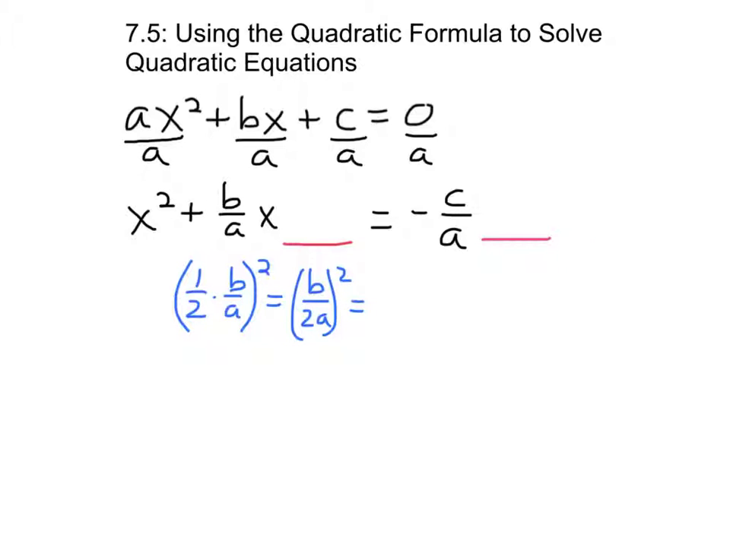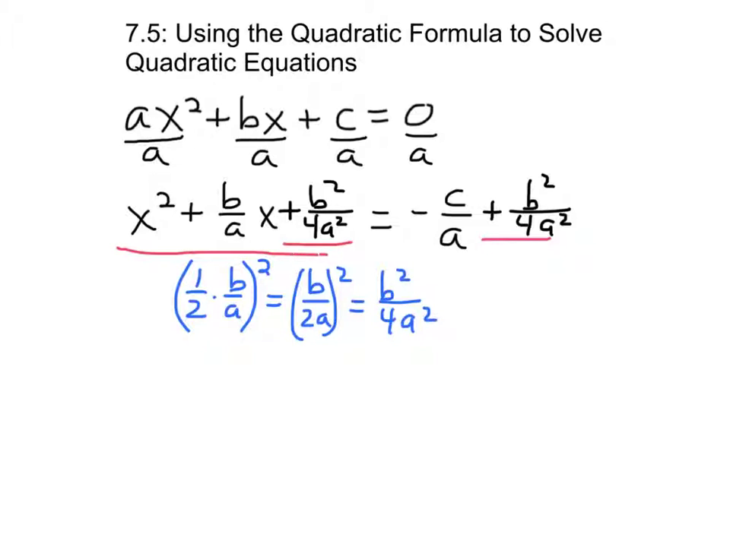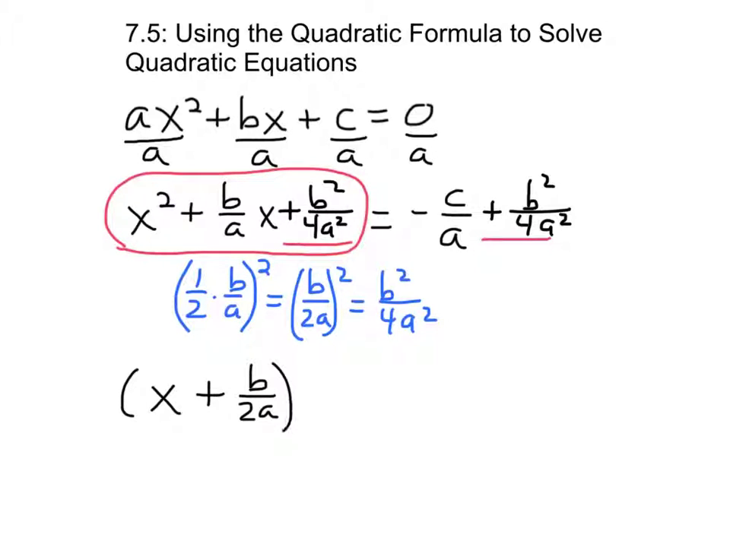And if you square the top and bottom of that, you get b squared over 4a squared. And so that's what you'd have to add to both sides of the equation. So we'll say plus b squared over 4a squared on the left side, and then plus b squared over 4a squared on the right side. Now that we've done that, this trinomial on the left side of the equation is a perfect square trinomial, and that will factor down into the square of x plus b over 2a, quantity squared.